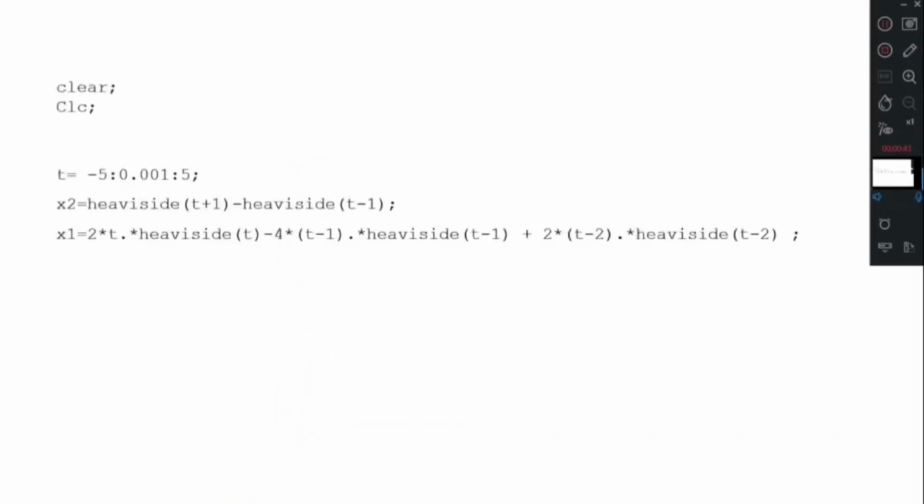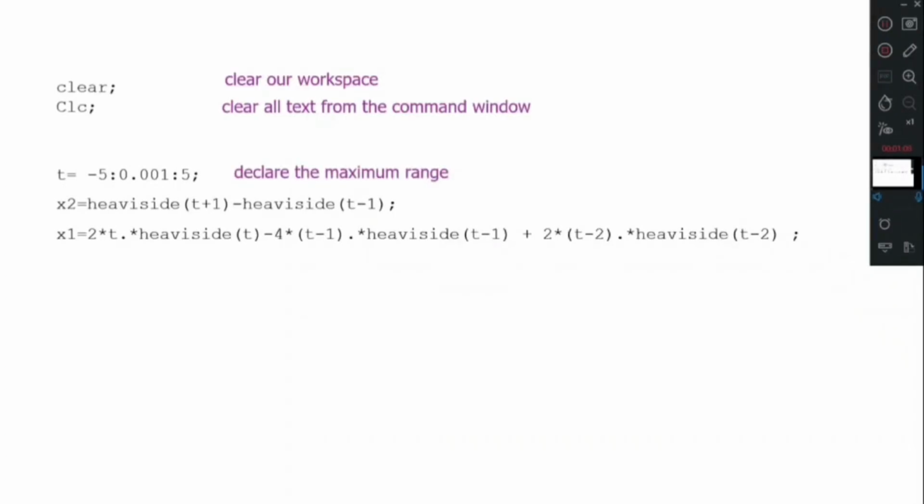For the first question, we have developed a MATLAB program for the signals in the question. So we came up with these overall codes. Let's look at the codes line by line. The first 2 lines are the clear function and CLC function. The next line that starts with T is to declare the maximum range of time, and the next 2 lines we use the Heaviside step function.